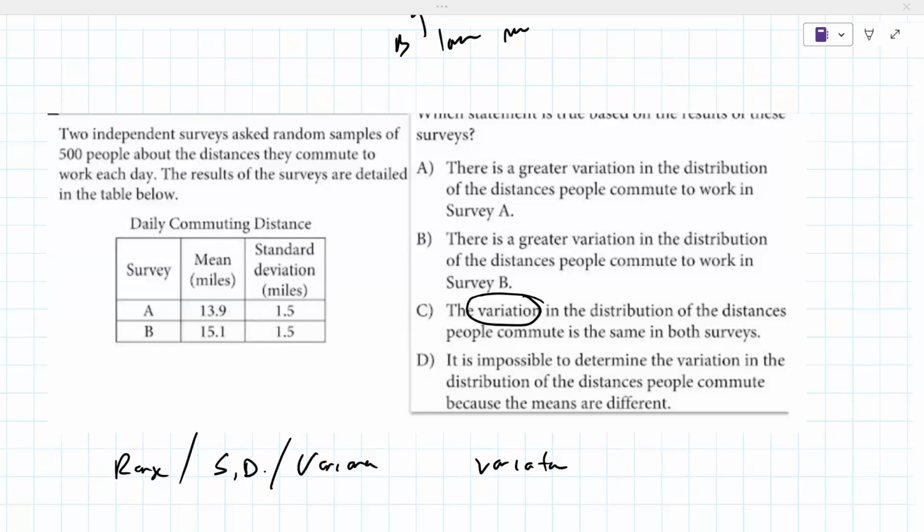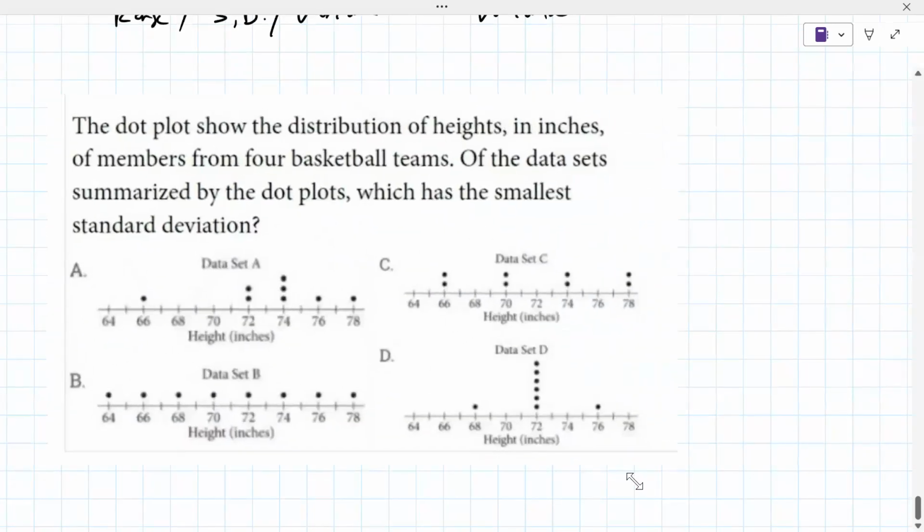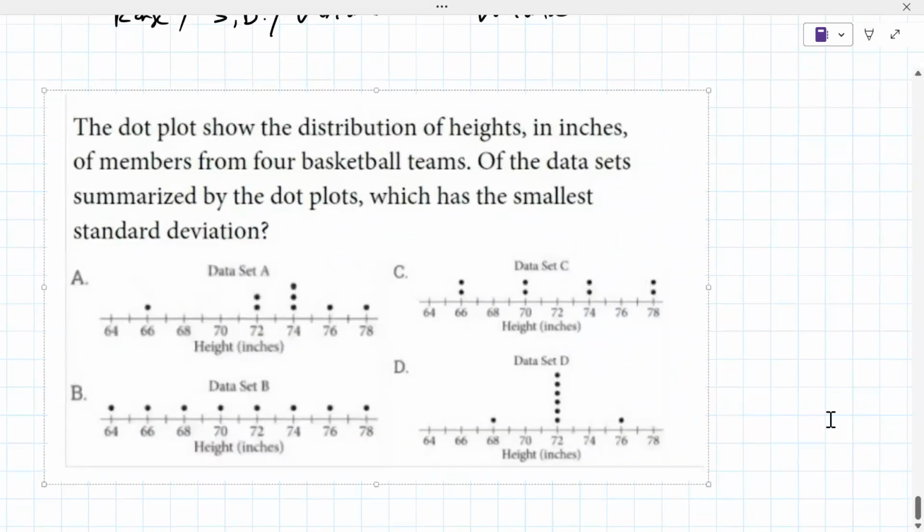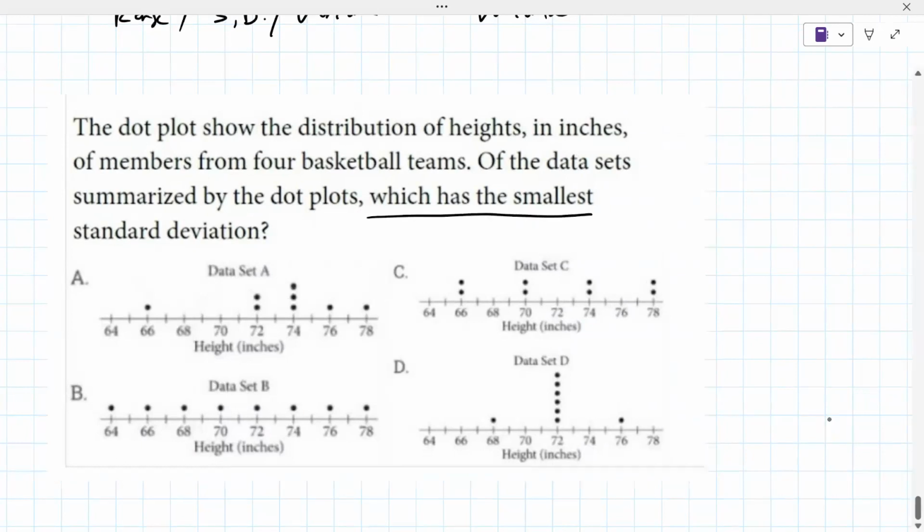All right, so I think you're getting the pattern here. The other types of questions that you will be asked are based on graphs or tables. So this one says, which has the smallest standard deviation, which you could now replace with which has the smallest range. D. This one here? Yeah.